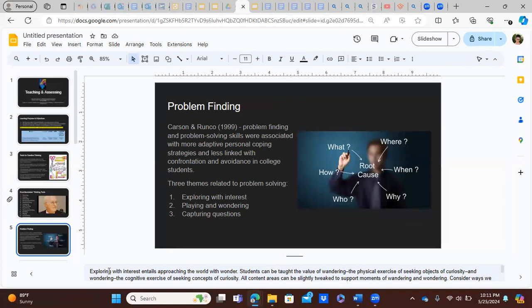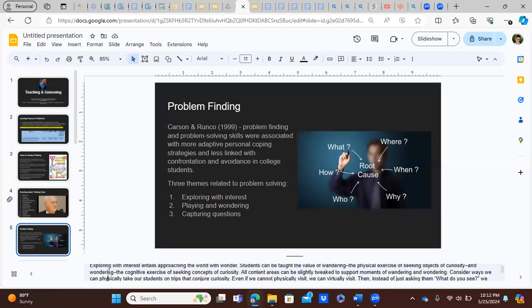Exploring with interest entails approaching the world with wonder. Students can be taught the value of wandering, the physical exercise of seeking objects of curiosity, and wondering, the cognitive exercise of seeking concepts of curiosity. All content areas can be slightly tweaked to support moments of wandering and wondering. Consider ways we can physically take our students on trips that conjure curiosity. Sometimes this could even be within your own classroom. It's just looking at it a different way, maybe your own school. But even if we cannot physically visit, now with technology, we can virtually visit almost anywhere in the world.